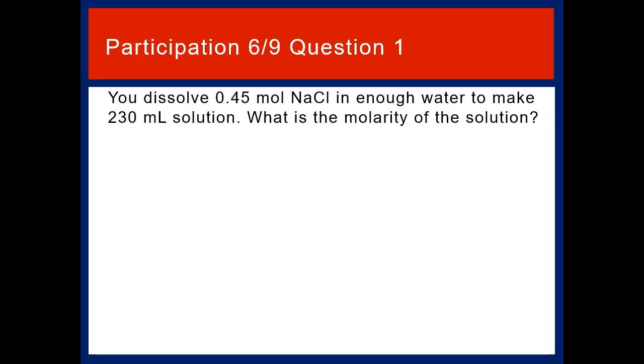Participation 6-9, question 1. You dissolve 0.45 moles NaCl in enough water to make 230 milliliters solution. What is the molarity of this solution? This is the first question on participation 6-9, due Tuesday, June 9th at 11:59 p.m. over on Blackboard. The link to the assignment is right below the links to these videos. Again, you dissolve 0.45 moles NaCl in enough water to make 230 milliliters of solution. What is the molarity of the solution?